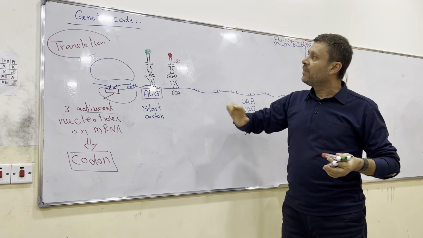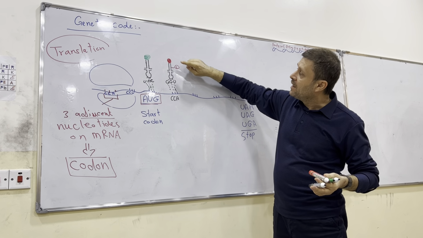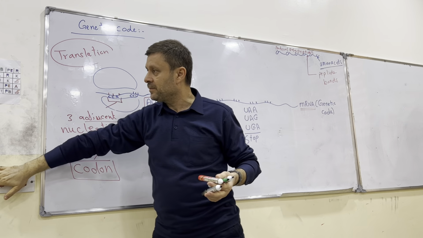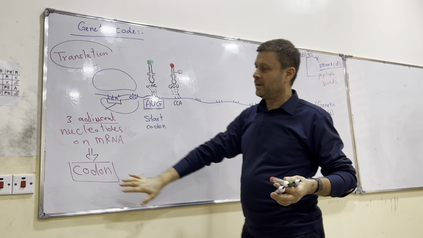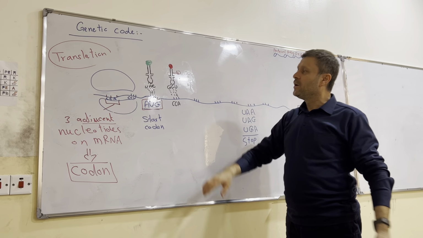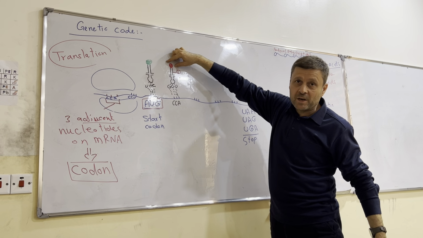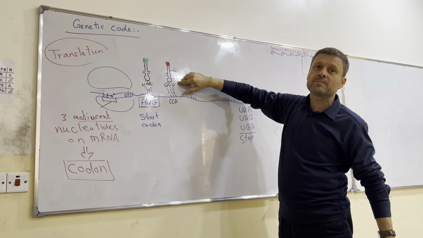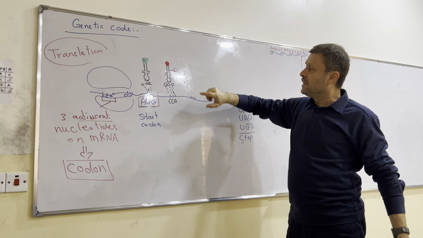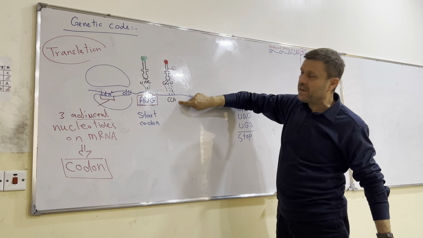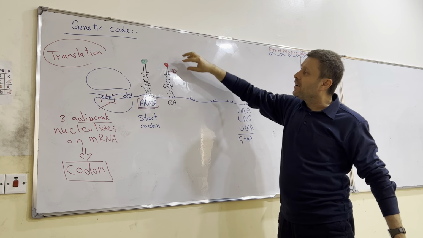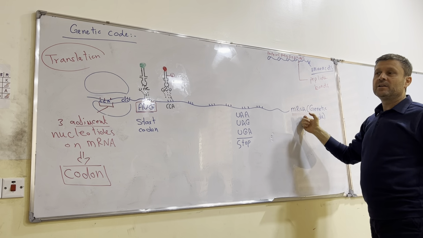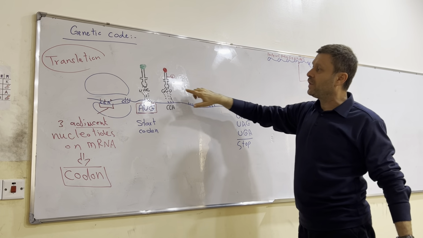Who can tell me: is this amino acid carried on the tRNA determined according to the codons or according to the anticodons? Of course, according to the codons. This amino acid is carried according to the genetic codes on mRNA during translation, not according to the anticodons.